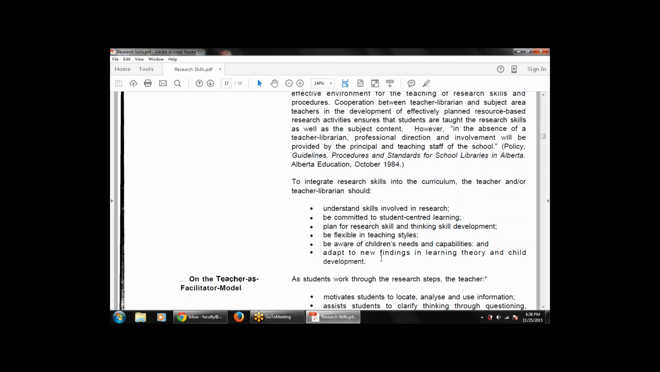Then adapt to the new findings in the learning theory and the child development. So the teacher also adapts to the new findings, new concepts, updated programming languages for example, and the child development, that is the pedagogy. So this is the main crux, that is, how they develop the learning theories, and how they integrate the research skills into the curriculum.